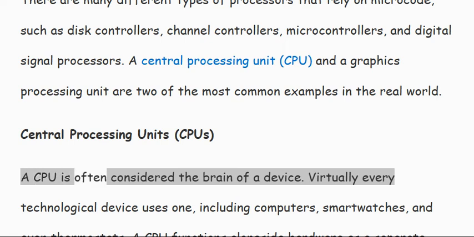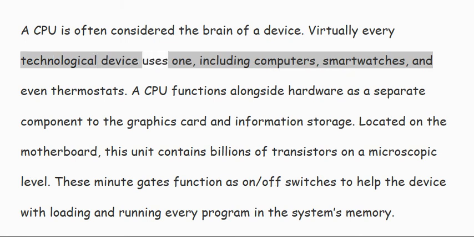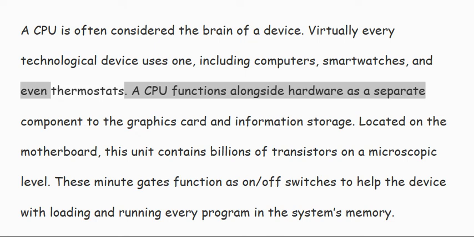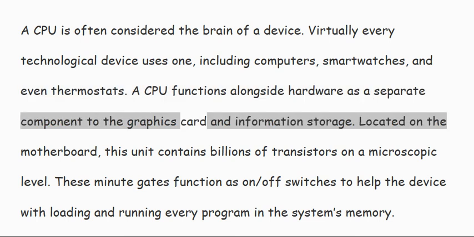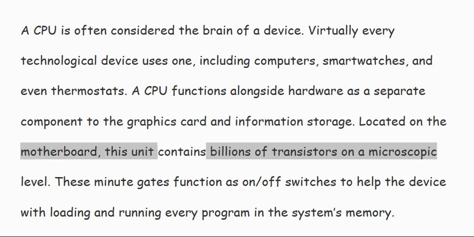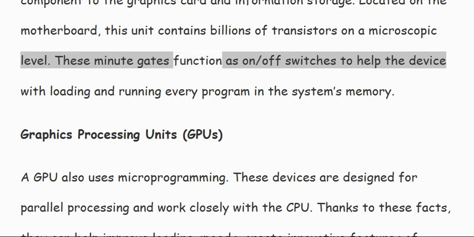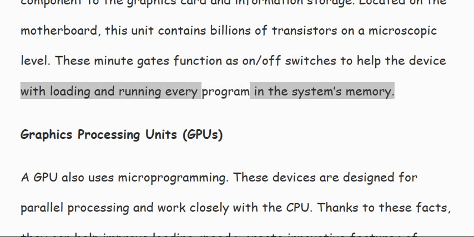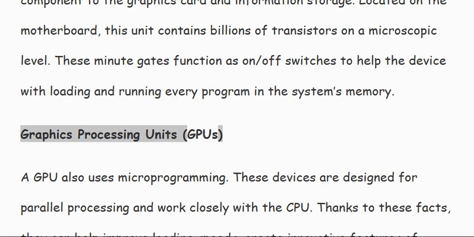Central processing units, CPUs. A CPU is often considered the brain of a device. Virtually every technological device uses one, including computers, smartwatches, and even thermostats. A CPU functions alongside hardware as a separate component to the graphics card and information storage. Located on the motherboard, this unit contains billions of transistors on a microscopic level. These minute gates function as on-off switches to help the device with loading and running every program in the system's memory.